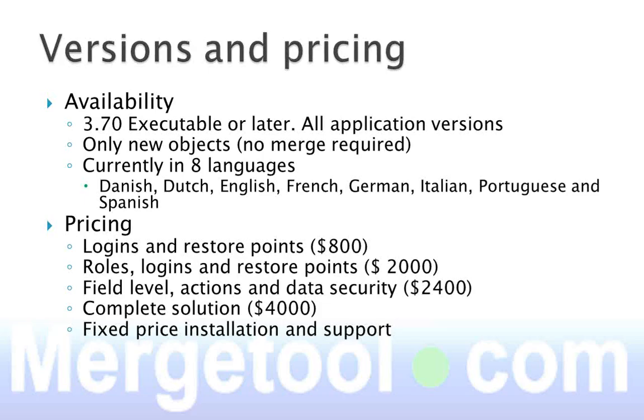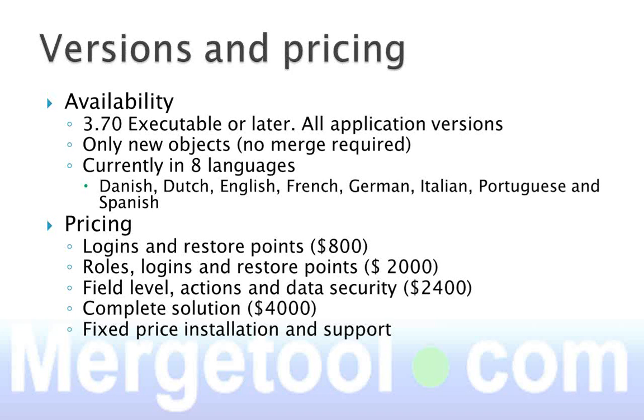If I go in and look at 2009 and 2013, it's available for 3.7 executables or later. Actually, it's 2.6, we can go further back than that one. It's only new objects. So when you get Easy Security, you get the objects and you get a new license, but there's no merge or anything else required actually.